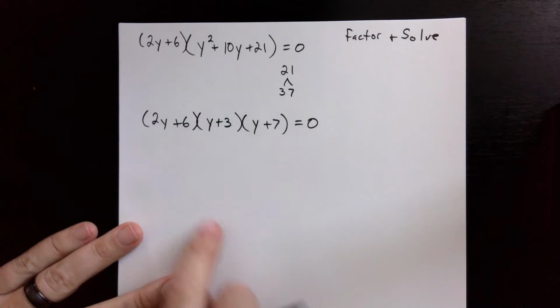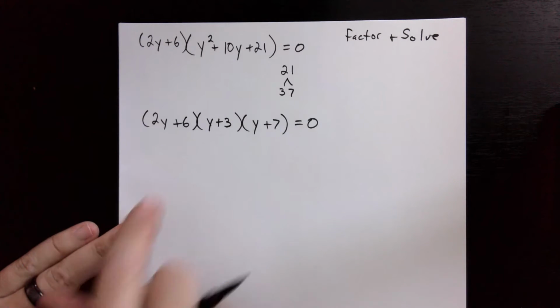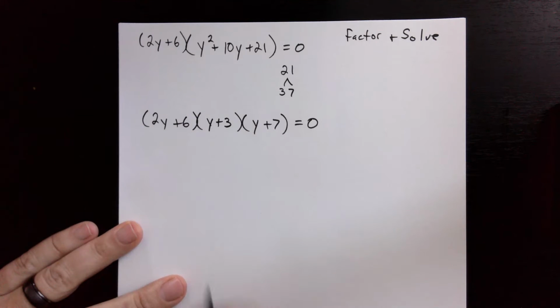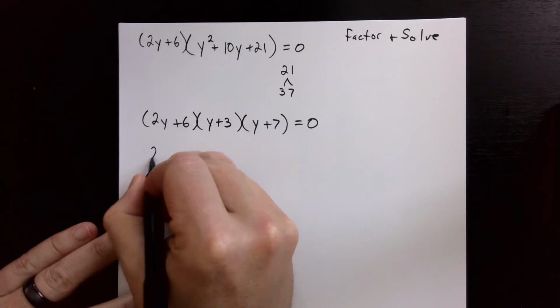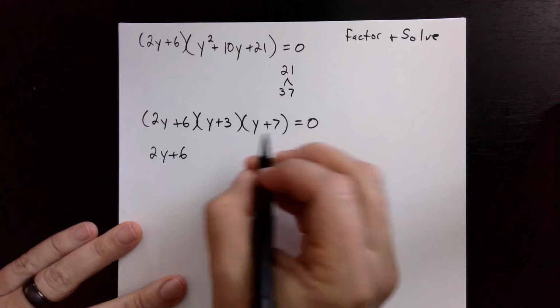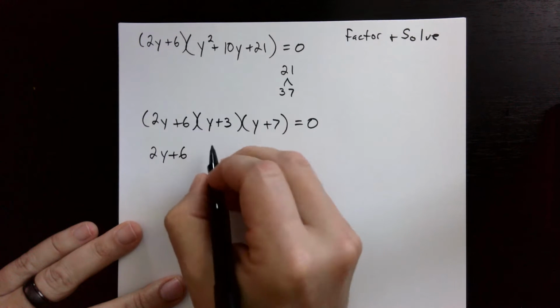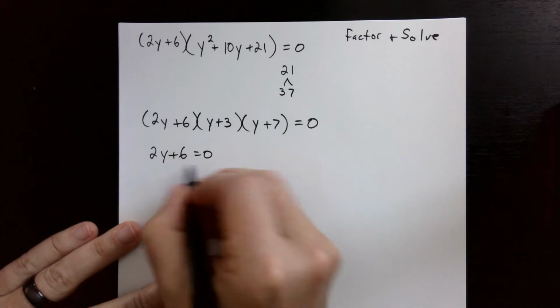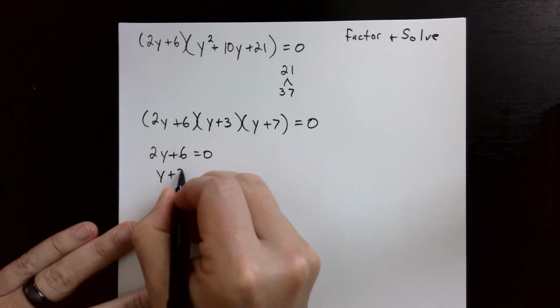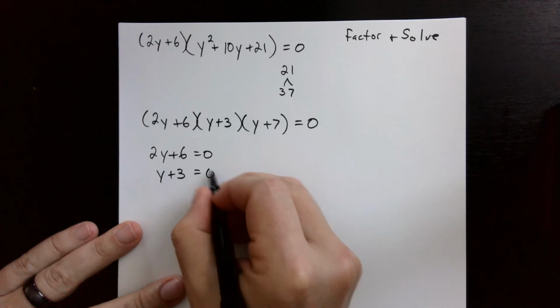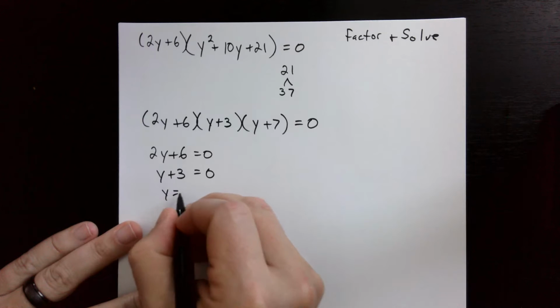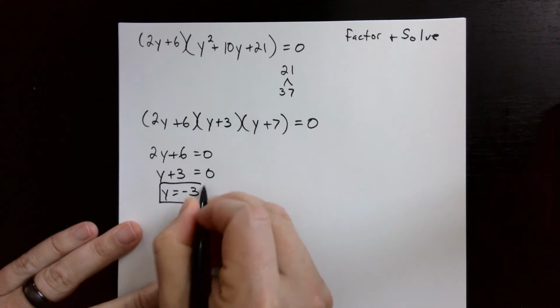Okay, now we can use the zero product property on this to set every one of these equal to 0 and get three solutions. Okay, so we get 2y plus 6, which actually can be factored a little further. We could take a 2 out of that, equals 0. So if we divided both sides by 2, we'd get y plus 3 equals 0, which is y equals negative 3. Okay, there's our one solution.